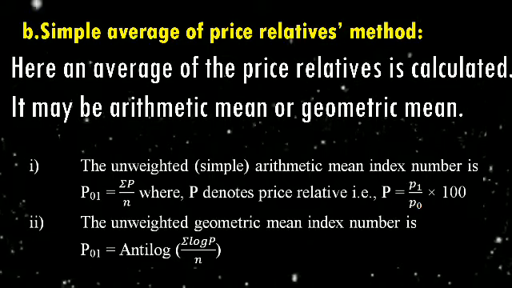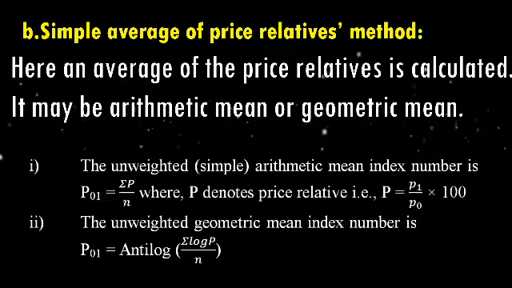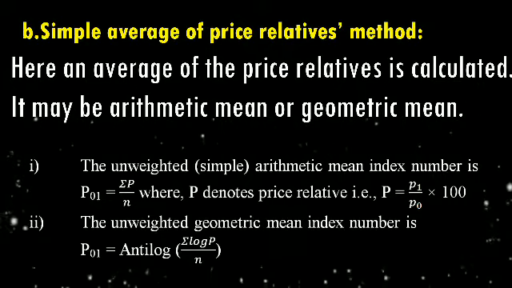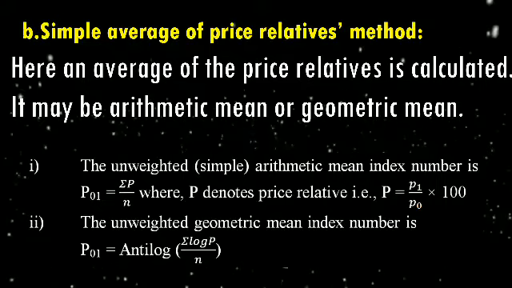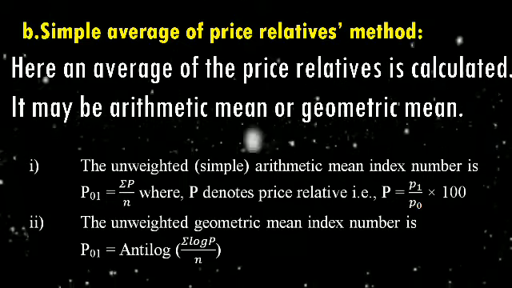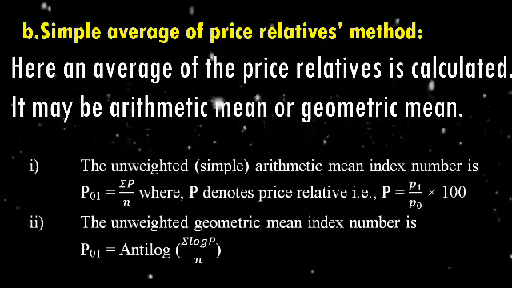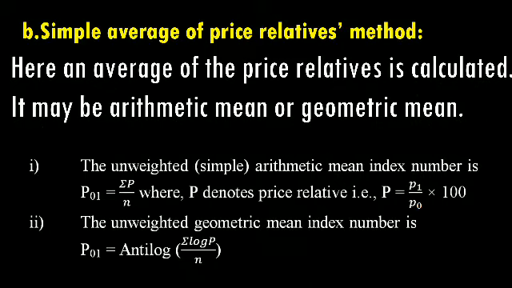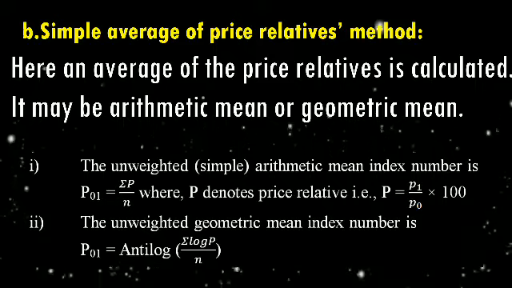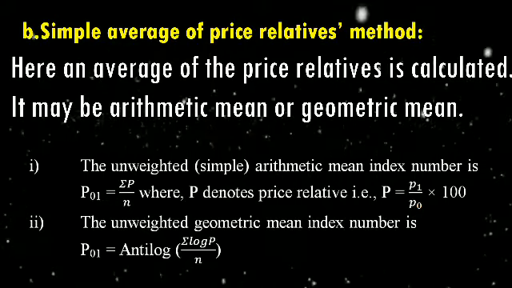So, the simple average of price relatives method. Here an average of the price relatives is calculated. Any one average will be calculated. It may be arithmetic mean or geometric mean. Either you can compute AM or you can compute GM. First one, the unweighted or simple arithmetic mean index number. The first formula is given for computing the index number based on arithmetic mean.